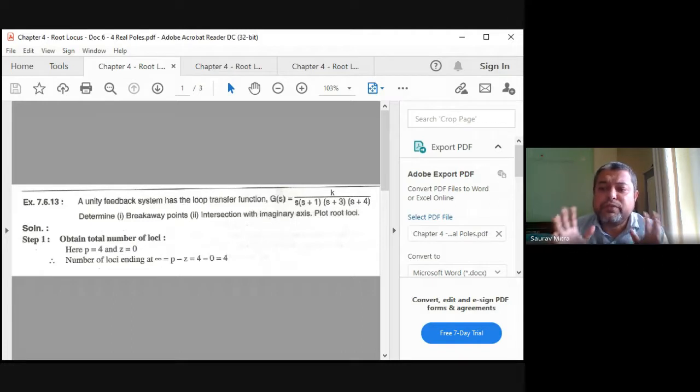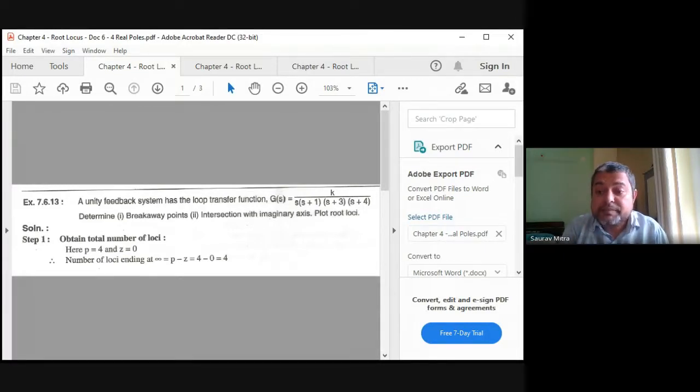And for any four real roots, suppose somebody gives you s equal to minus 3, s equal to minus 7, s equal to minus 19, and s equal to minus 35. These four roots are given to you, and tell me how the root locus is. So the look and the shape of the root locus will remain the same. Only the calculation steps are the same, only the values will become different. So there will be two breakaway points.